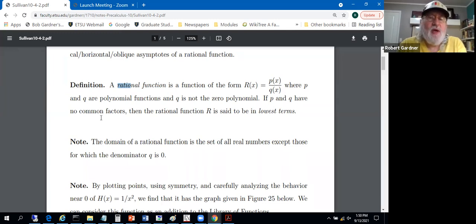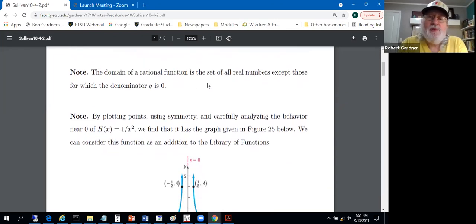If p and q have no common factors, then the rational function is said to be in lowest terms. So we cancel common factors with an appropriate level of care, to be dealt with as we go through the rational function material. We cancel common factors in the numerator and the denominator. That's how you get a rational function in lowest terms.